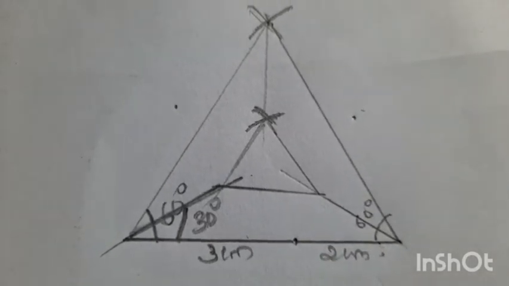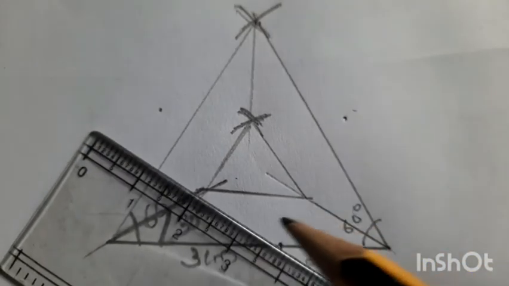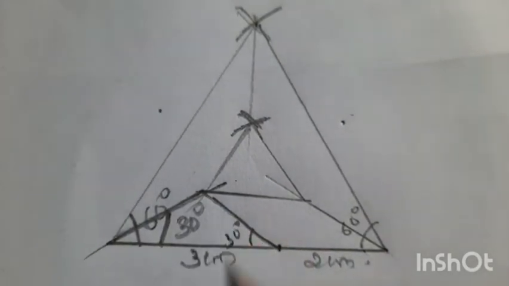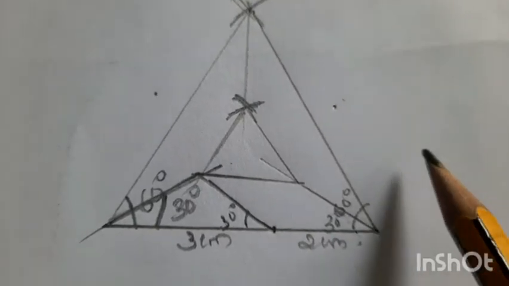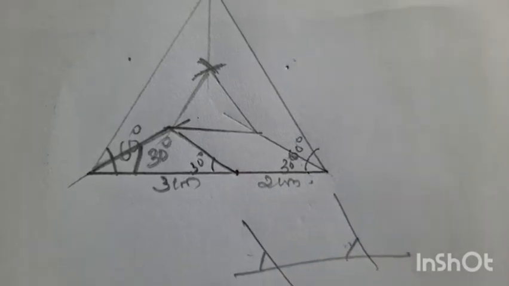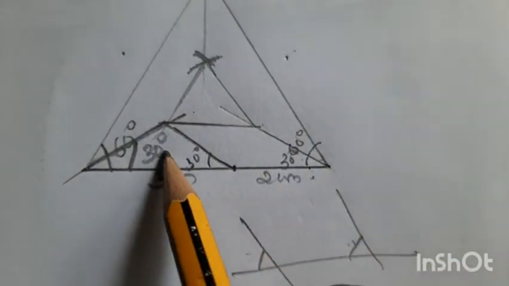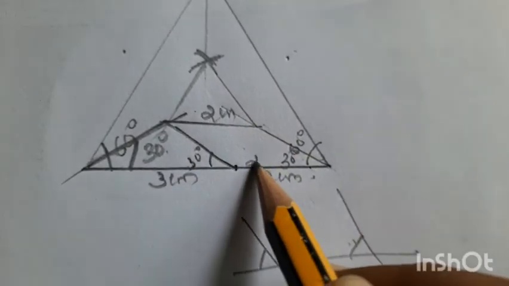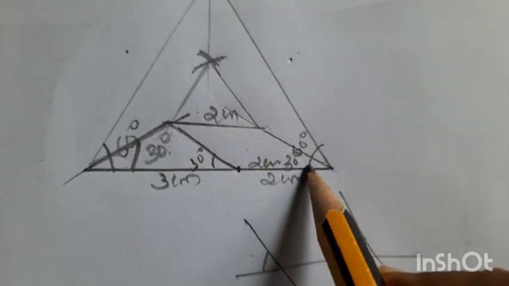If you cut this isosceles trapezium into a parallelogram and a triangle, this angle is also 30 degree and this also 30, because in two parallel lines these angles are equal. Okay, so this isosceles trapezium we are dividing into a triangle and a parallelogram. So this is 2 centimeter, here also 2 centimeter. This angle is 30. This is also 30 by splitting this.